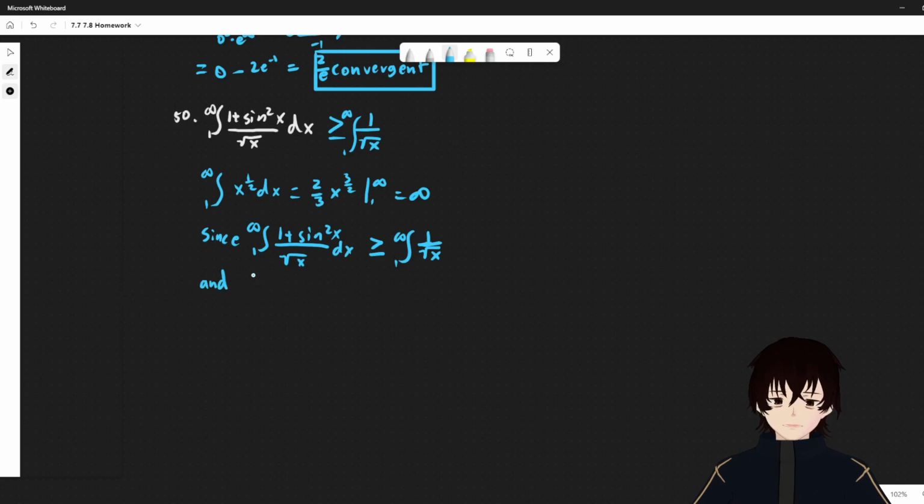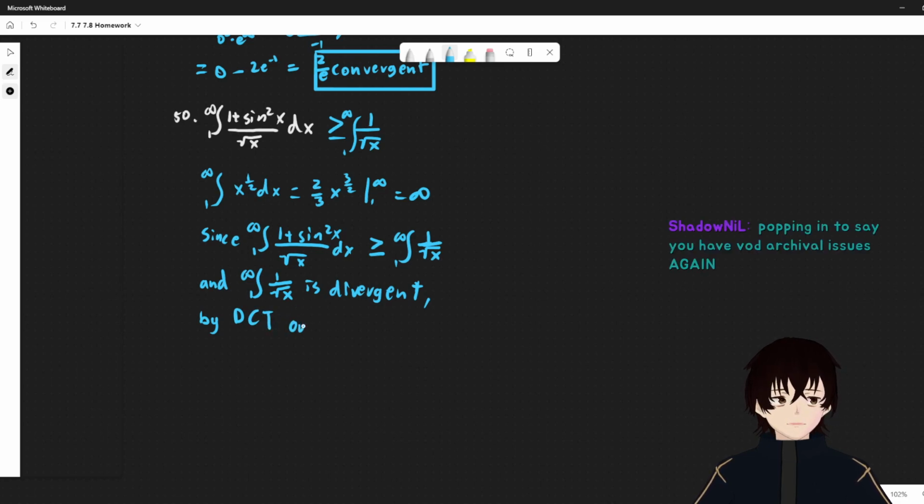And this integral is divergent. By direct comparison. The direct comparison test.